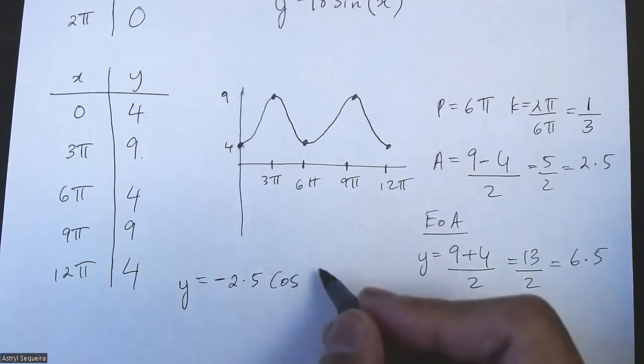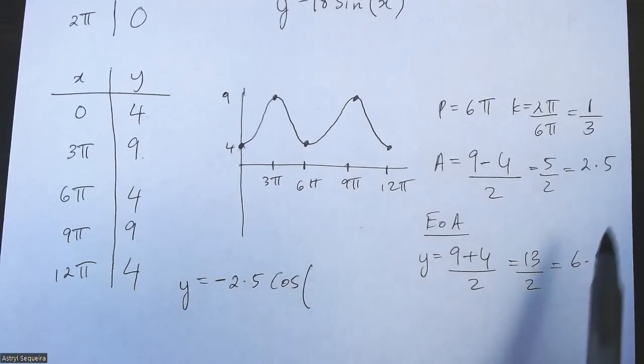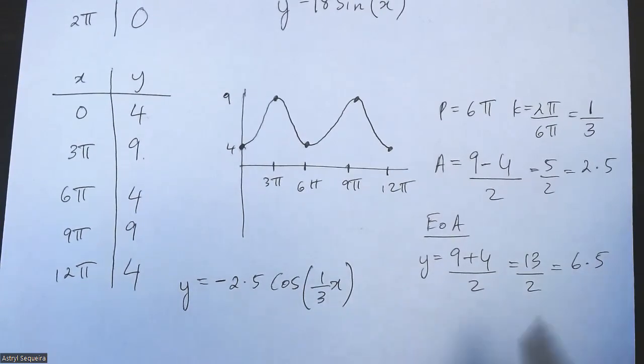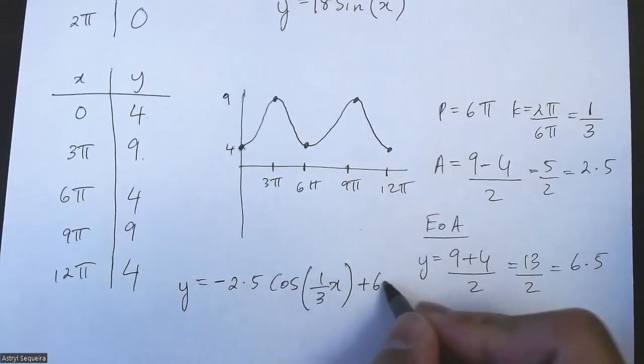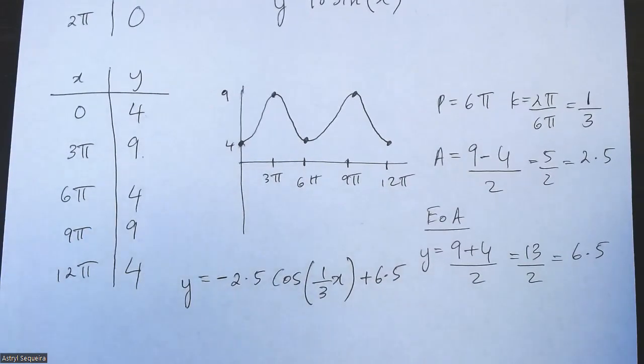So the equation is y equals negative, amplitude is 2.5, cosine, my k value is 1 over 3. There's no phase shift, and my equation of axis is just 6.5. So this is the equation for this table right here.